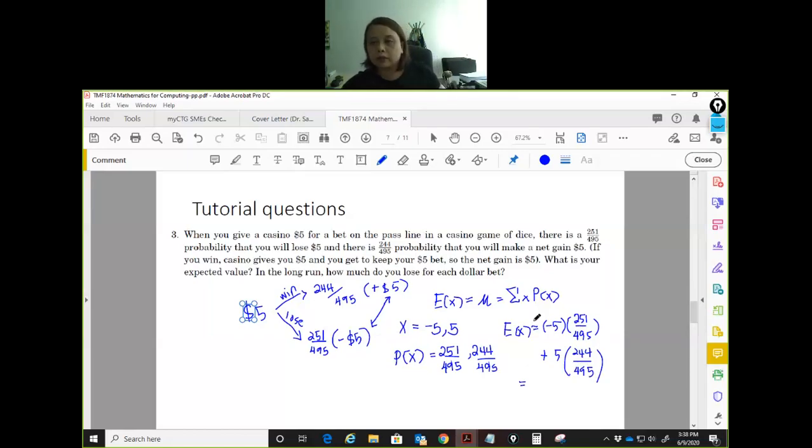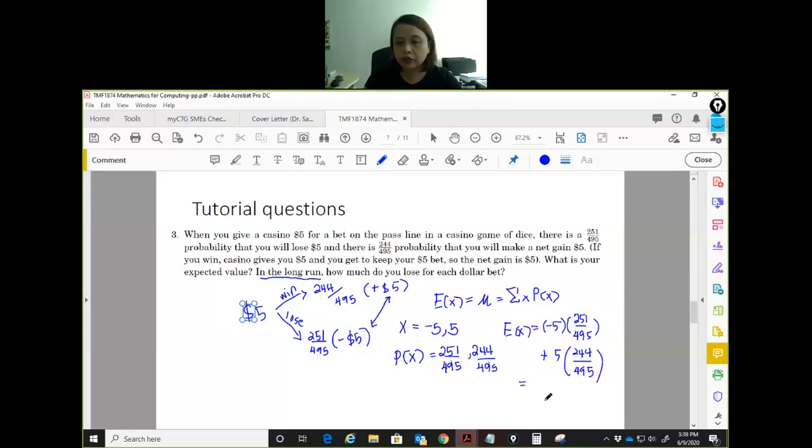Alright, so here in the long run, because expected value is actually looking at the average, because this is looking at mu, so this is trying to solve for what would be the average outcome in the long run. So how much do you lose for each dollar bet? All right, so try to calculate this, see what you get.